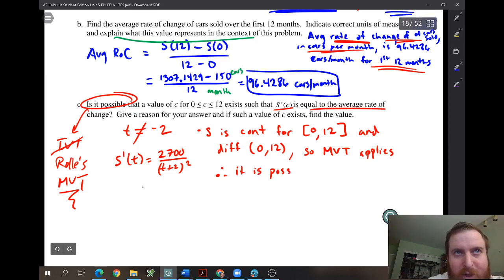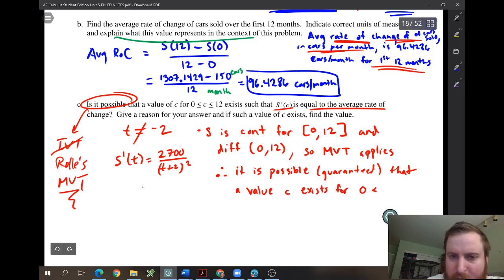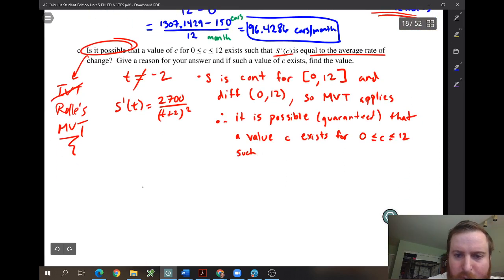Not only is it possible, it's actually guaranteed. We might even change that word possible to guaranteed if we want to. That a value c exists for 0 less than or equal to c less than or equal to 12, such that S prime of c is equal to the average rate of change. So we're just rewording it, or rewriting it, I should say.